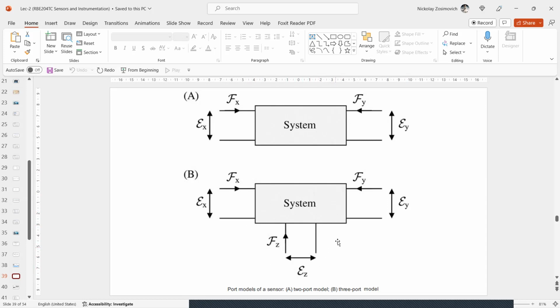You can see here, in this model, the variables are indicated with a cross or a port variable, and a through or flow variable, respectively. The subscripts X, Y, and Z are chosen in accordance with the sensor cue. So the direct sensor provides the information about the measurement as an output signal, an energetic quantity.